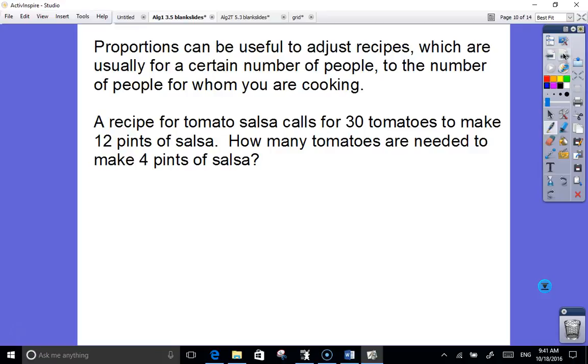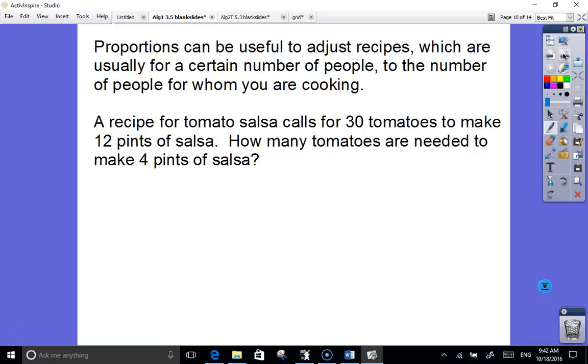So proportions can be used. Honestly, if anybody cooks here, anybody who uses a recipe that's too big and you want to cut it in half, you're using proportions, right? Also, sometimes people have to adjust medicines for body weight. It's why kids have different dosages than adults. Well, there are different doses for a big dog and a little dog. So here would be an example of using a proportion to solve a recipe problem.